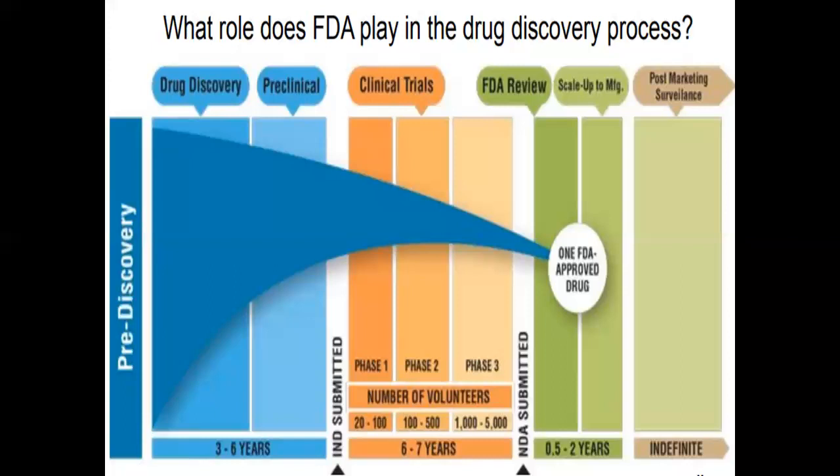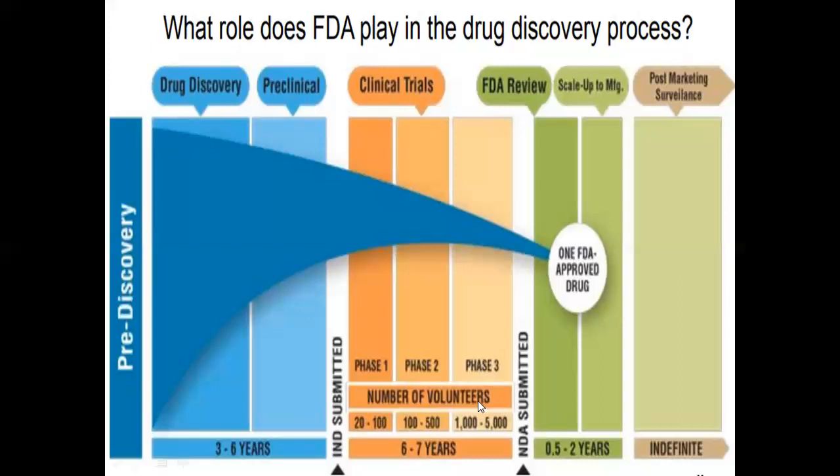Coming to phase 2, once you get a satisfactory result in phase 1, the drug will go to phase 2. Here the number of volunteers increases to 100 to 500, right? Minimum is 100 and maximum is 500. Once again, the drug will be given to these human volunteers, and we check the effects of the drug again.